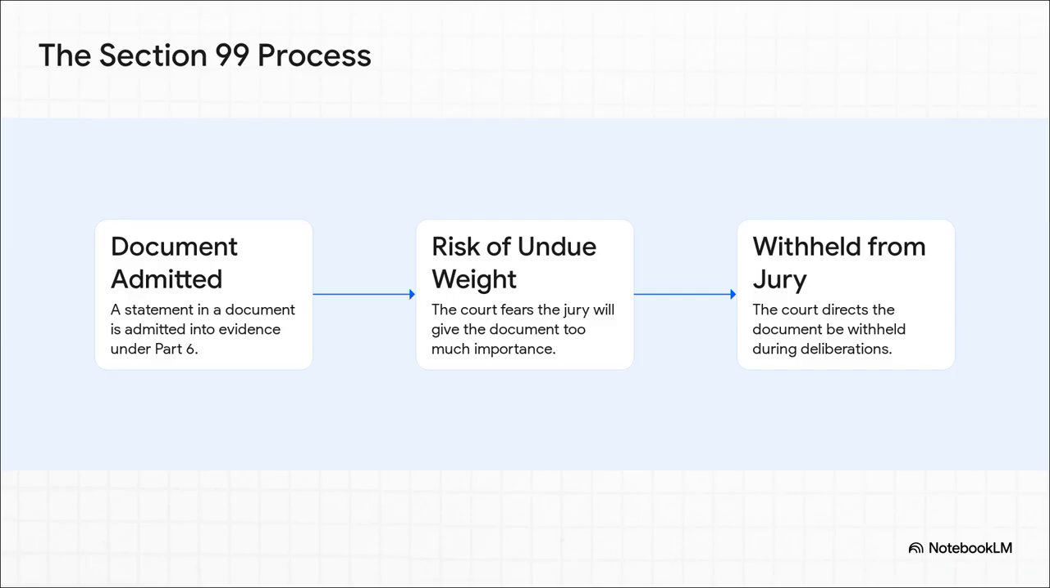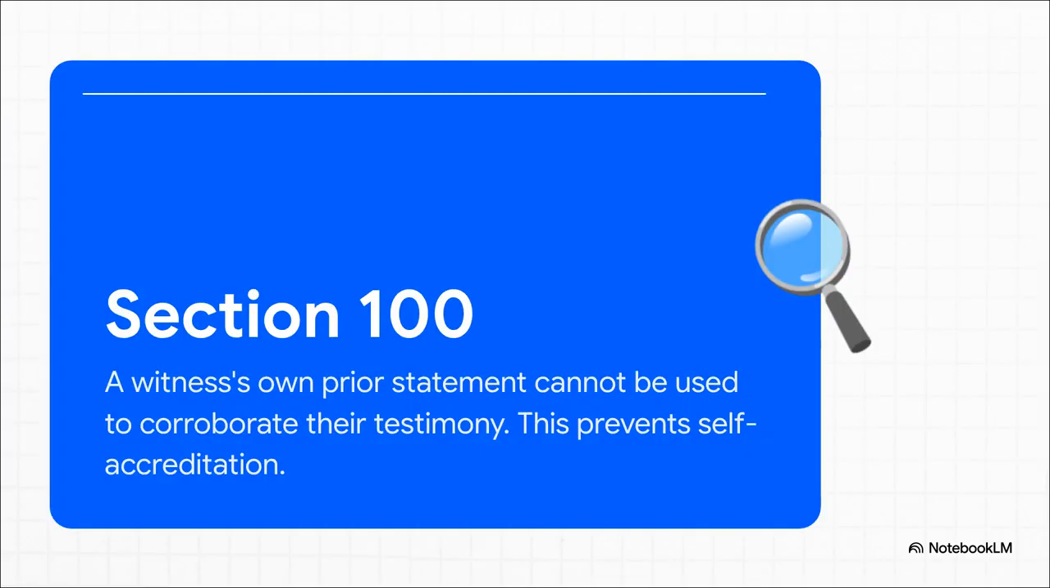Section 99 deals with a very real concern, that a jury might give undue weight to a physical document they can hold and read over and over in the jury room, compared to testimony they just have to remember. So the court can admit the document, let the jury hear what it says, but then direct that the physical piece of paper be kept out of the jury room during deliberations. The evidence gets heard, but it's not overemphasized. Pretty clever.